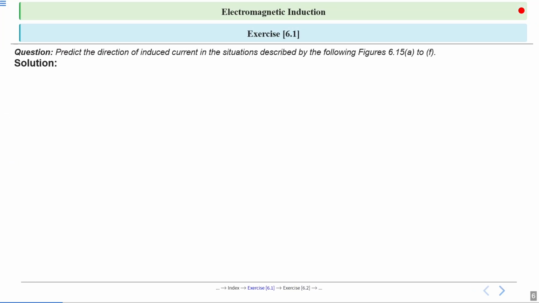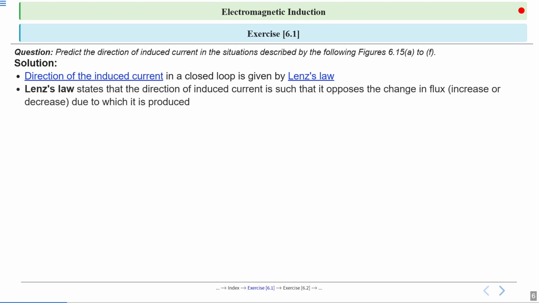So let's see the solution. The direction of induced current in a closed loop is given by Lenz's law, as I have already mentioned. And Lenz's law states that the direction of induced current is such that it opposes the change in flux. Okay, change in flux, either increase or decrease, due to which it is produced. So it will always oppose the cause due to which it is produced.